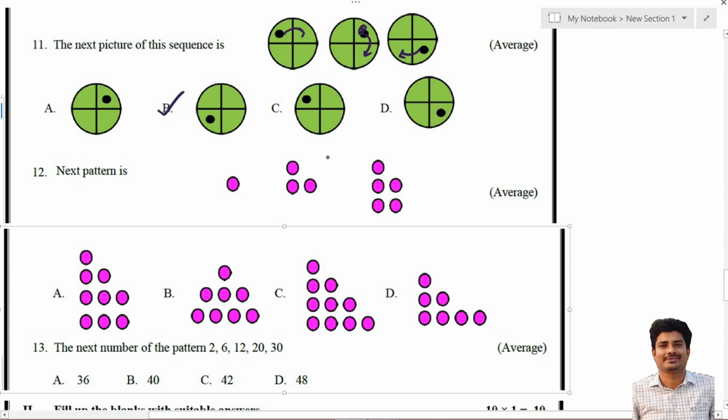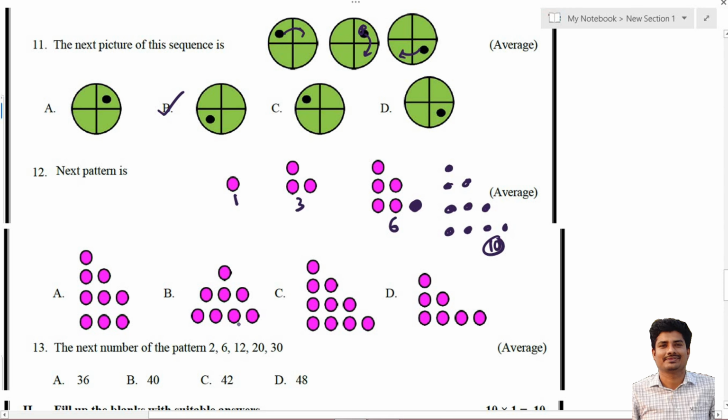Here we go with the next one. See, one ball is missing in this given question. These are the balls representing the triangular numbers. Here one ball is there, here 3 balls, here 6 balls. For the next picture, 6 are already there, so I need to add 4 more balls to form the triangular number 10. Therefore option C is the correct answer. 1, 3, 6, 10 are called triangular numbers.